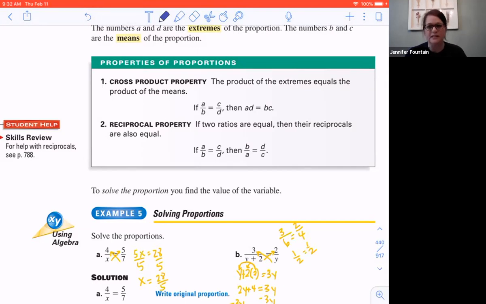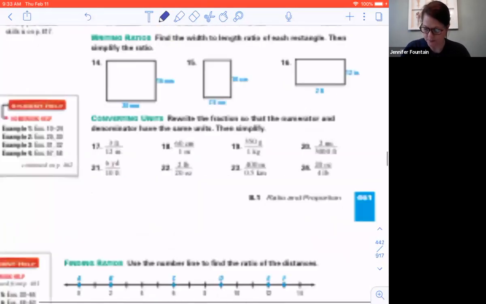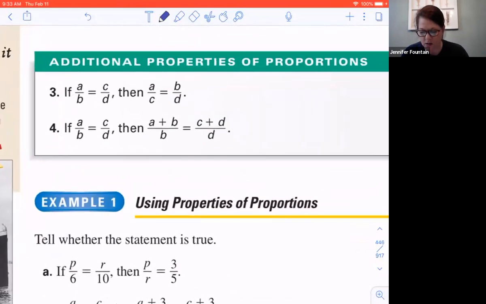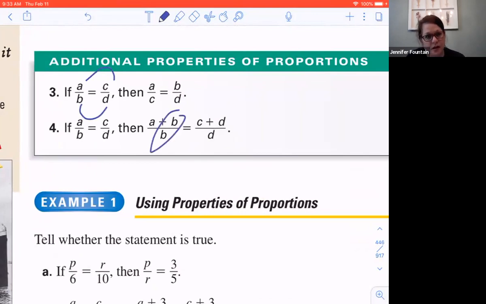Then go ahead and turn over to page 465. There we also have additional properties of proportions, where if I have A over B equal to C over D, then I can also compare A over C and B over D. That was where we said I can also compare A to C and B to D. And then number 4, the one we looked at in our review: if A over B equals C over D, then A plus B over B is equal to C plus D over D. That was one of our examples in the chapter 8 review a minute ago.